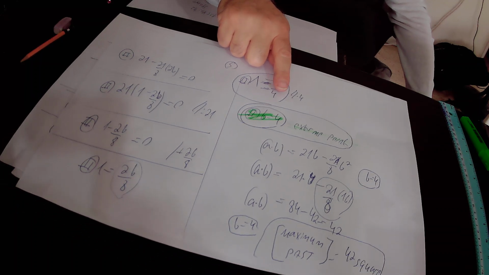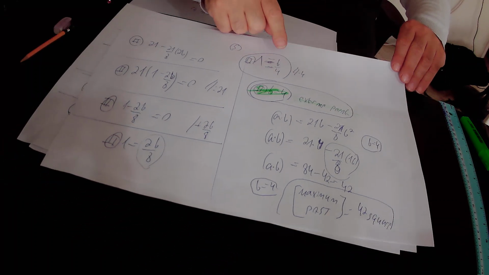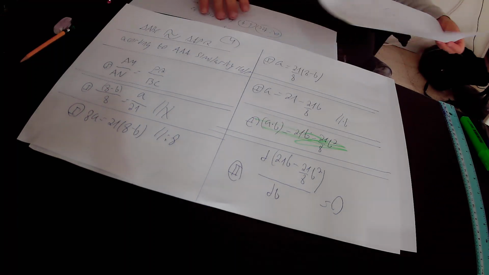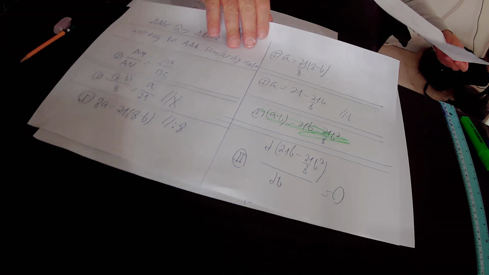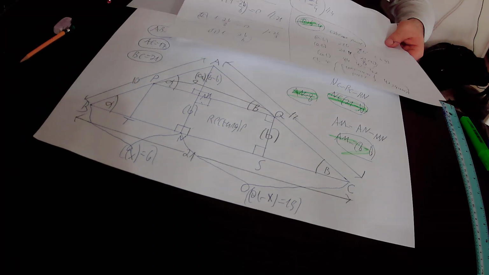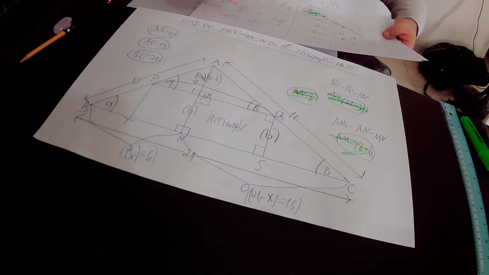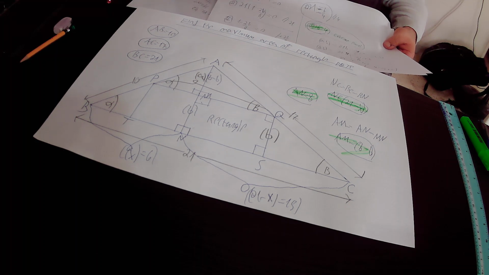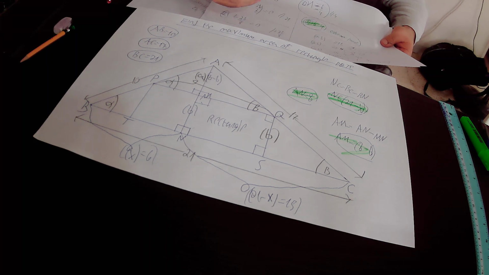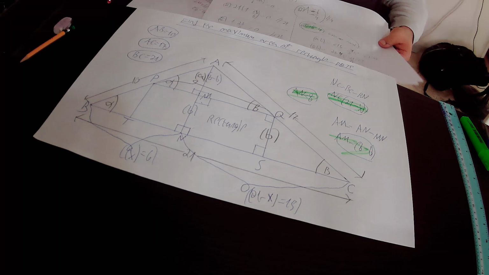So b equals 4 is the extreme point of this function, the function area of this rectangle PQST. In the next step, we have to verify that the extreme point, that is b equals 4, is indeed a maximum extreme point and not a minimum extreme point.